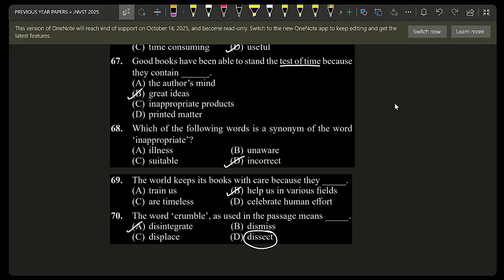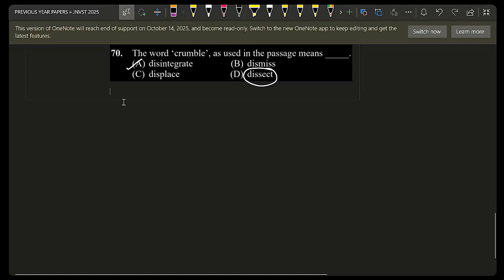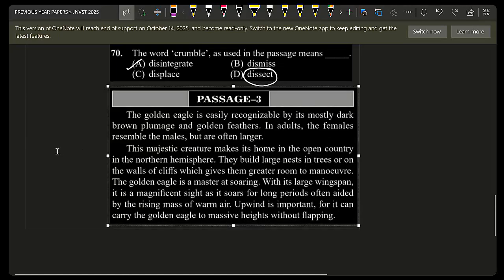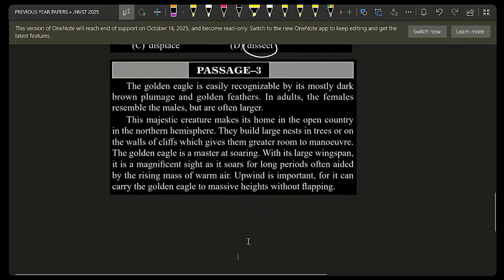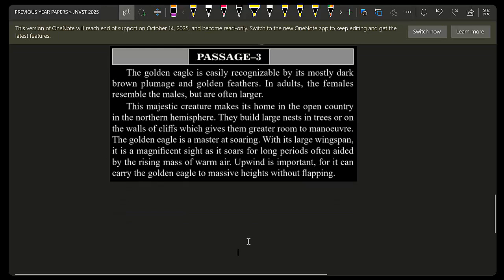Okay, we are going to the next passage now. So passage number 3. Okay, let's go through the passage. The golden eagle is easily recognizable by its mostly dark brown plumage.